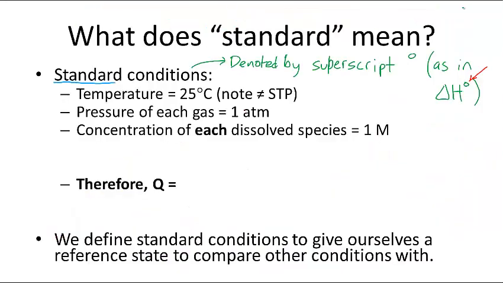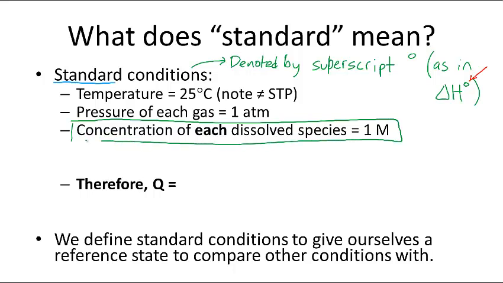And one last little bit about standard conditions. So we say temperature is 25, unless noted otherwise. Pressure would be 1 atmosphere. Concentration, this is actually the most important part of standard conditions for us, or it will be. Concentration of everything is 1 molar. And there's a reason for that.